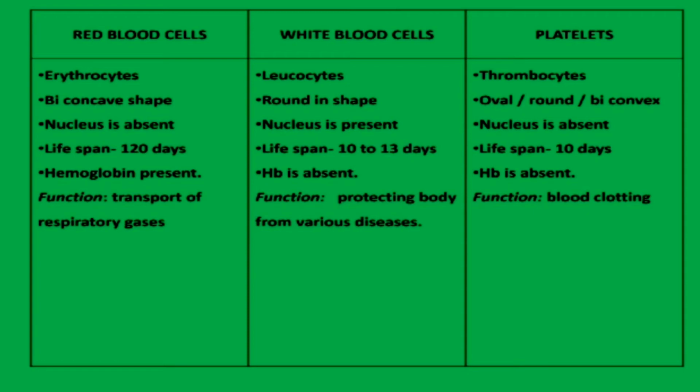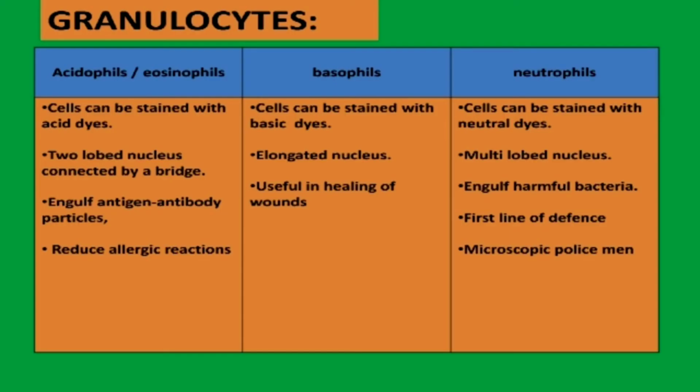Now we see the functions of the different types of cells. The major function of red blood cells is the transport of respiratory gases like oxygen and carbon dioxide, and white blood cells participate in immunity, preventing diseases. Platelets majorly prevent the loss of blood by clotting the blood. If you see the differences among the cells comparatively, you can get a clear idea about the RBC, WBC, and platelets.